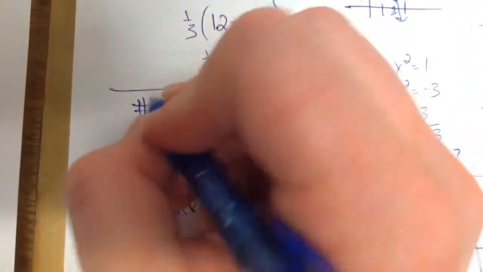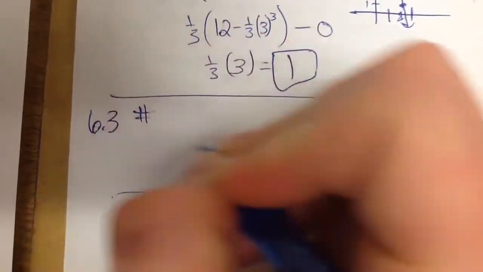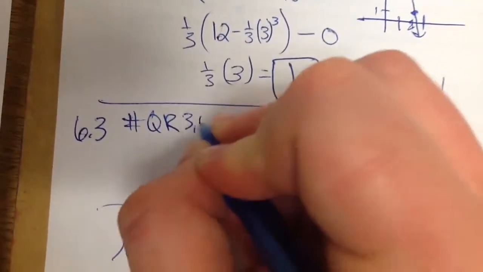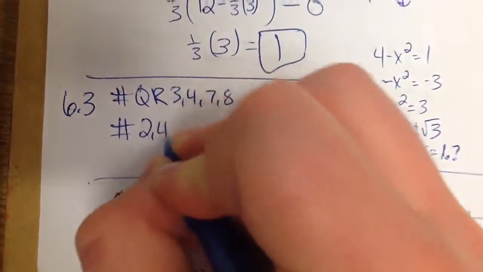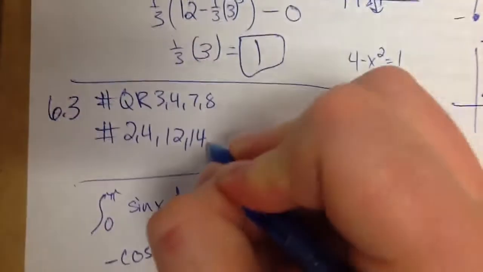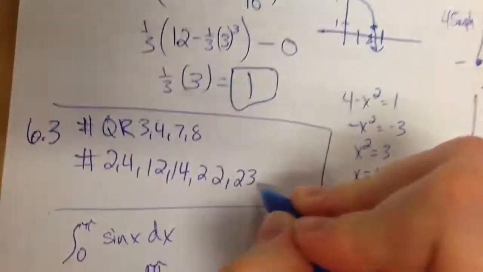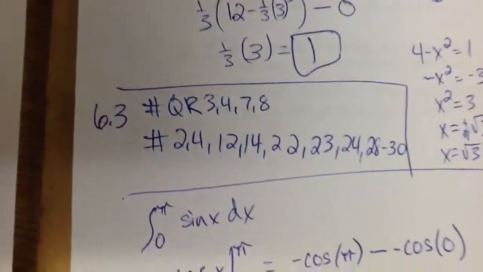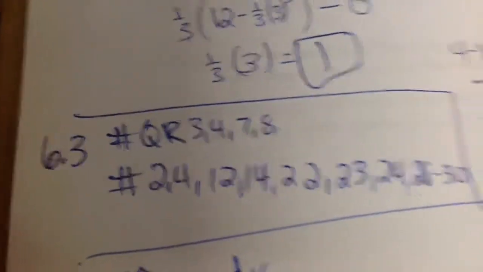You need to have a unit circle review day and a log review day. Do 6.3 numbers 3, 4, 7, 8. And here we go: 2, 4, 12, 14, 22, 23, 24, and 28 through 30, but 28 and 29, I'm not going to lie, I'm not expecting much. 30 you can do.